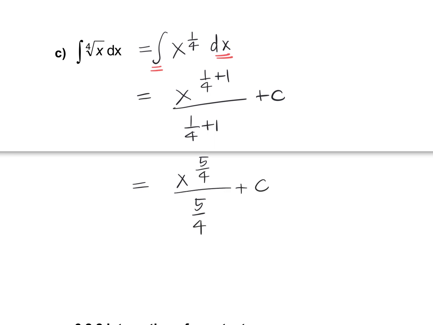Okay. Tapi we cannot leave this answer in terms of double fraction. Right, this is one fraction and this is another one. So please simplify for this. Now we can get this 4. We can make it flip the value of this fraction. 4x to the power of 5/4 over 5 plus c.